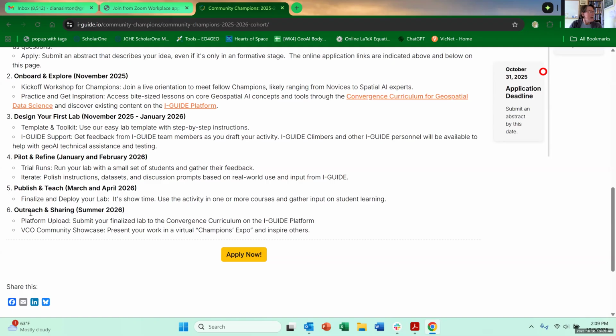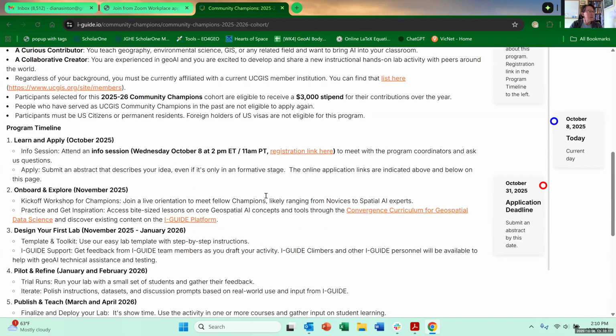And then ultimately by next summer, the materials that you create would be uploaded as one of our educational resources on the platform. And then there would be an opportunity to share your final work back, with lessons learned and how the experience was, with the educational community that UCGIS and I-GUIDE work with a lot: higher education, people looking at geospatial AI questions. So that's the way we're envisioning that this year would work.